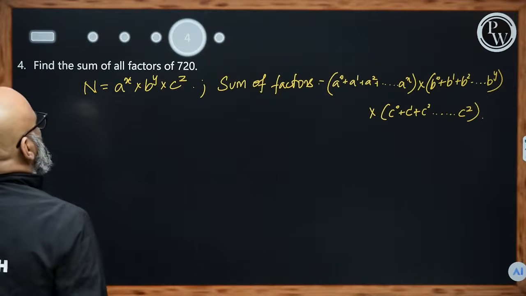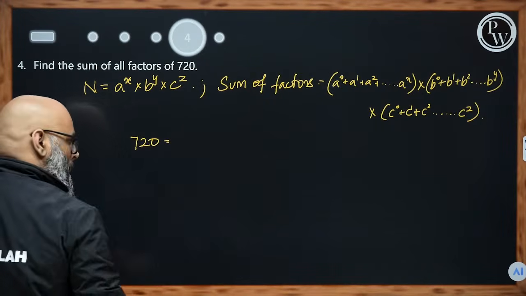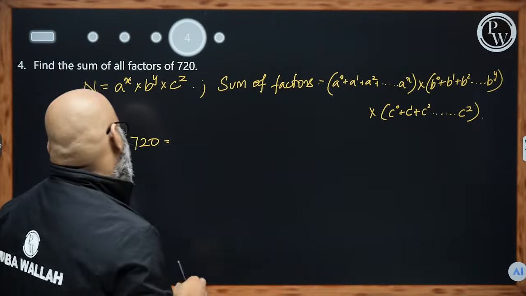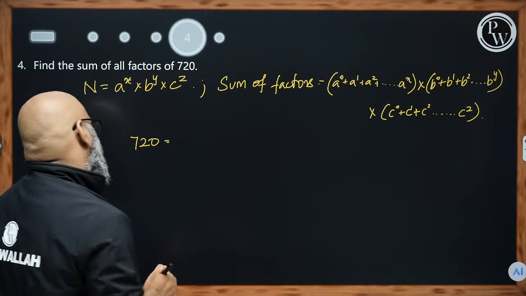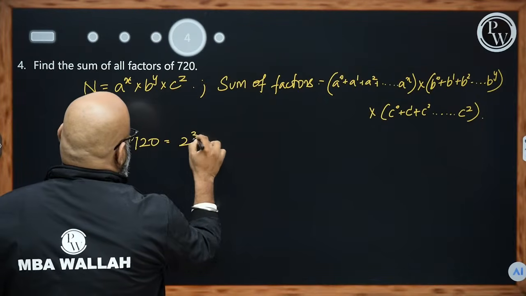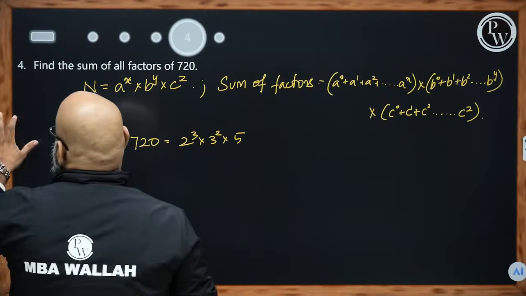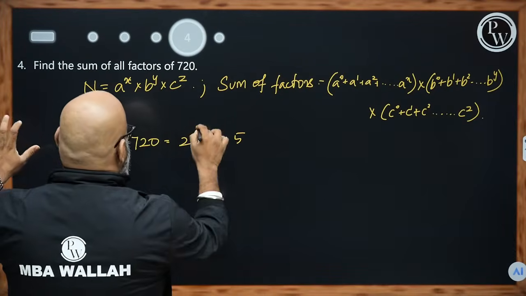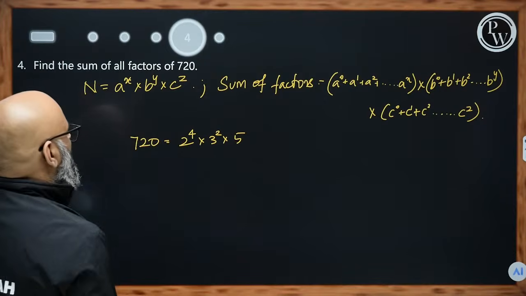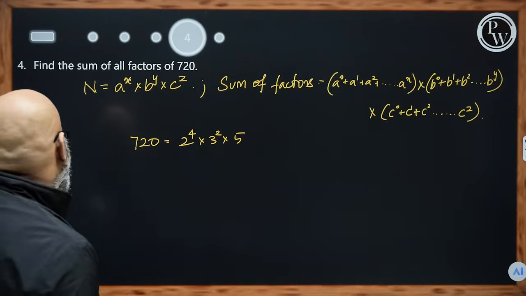We'll do this now. 720. First, let's factorize 720. Can write it as 72 into 10, so that is 2 cube into 3 square into 2 into 5. So that will be 2 power 4 into 3 square into 5. Check: 16 into 5 is 80, 80 into 9 is 720.